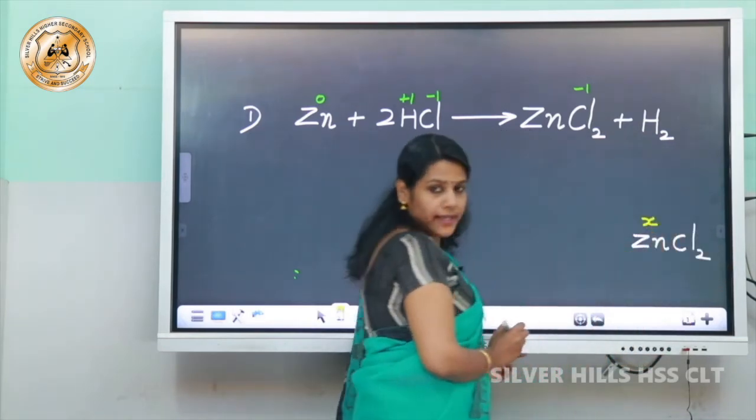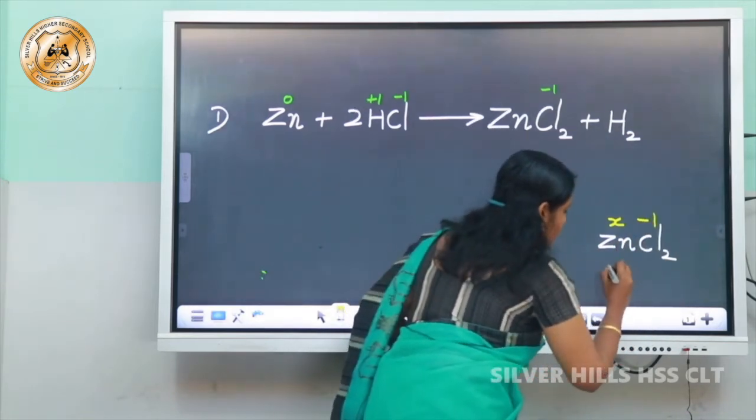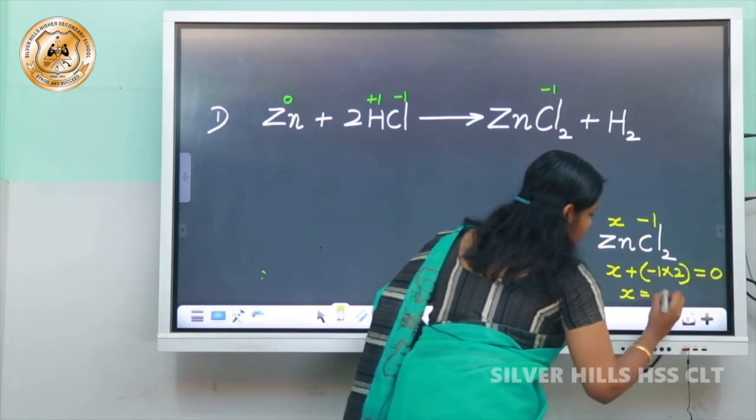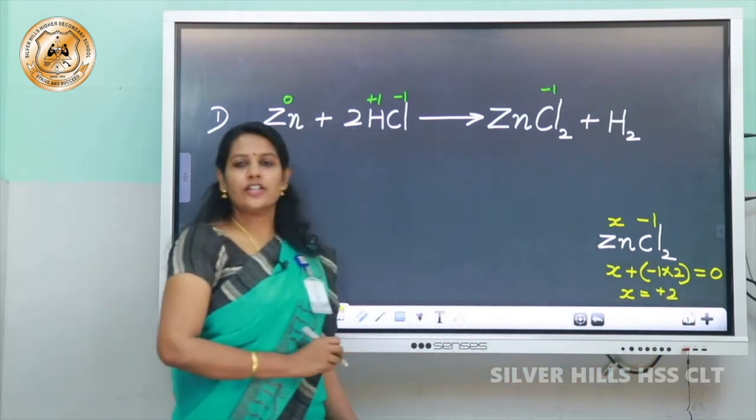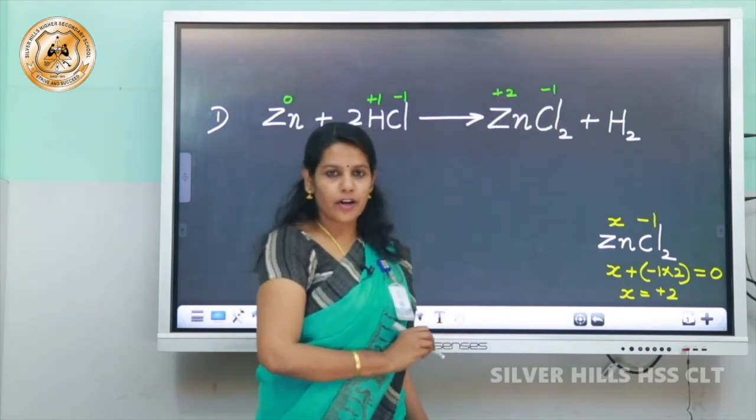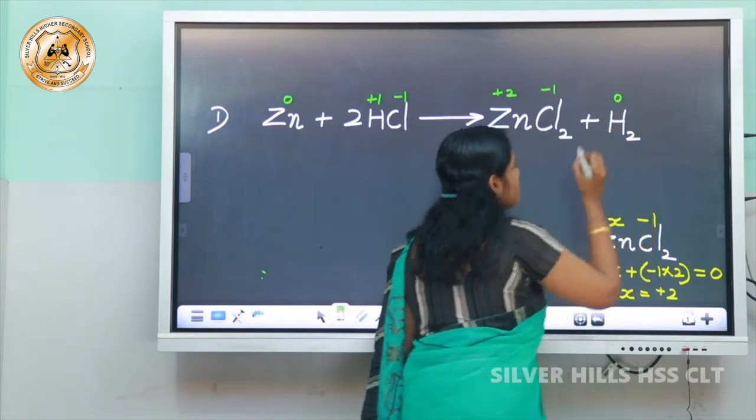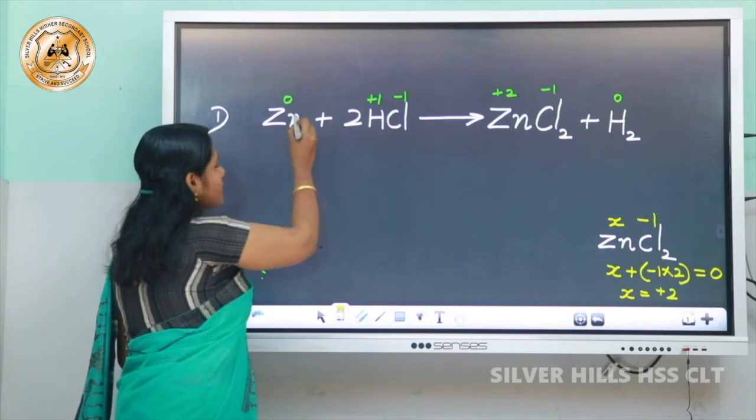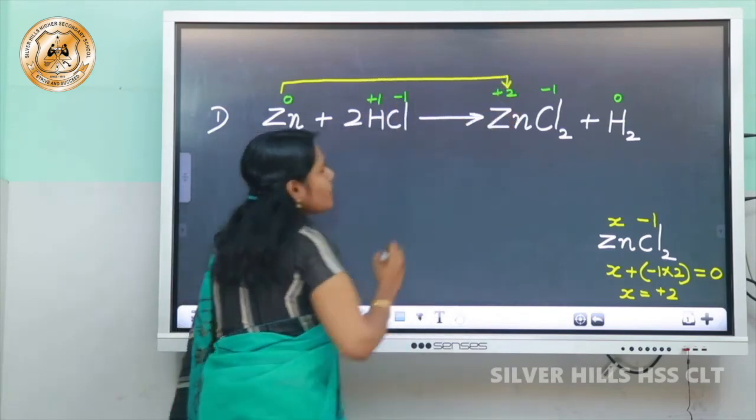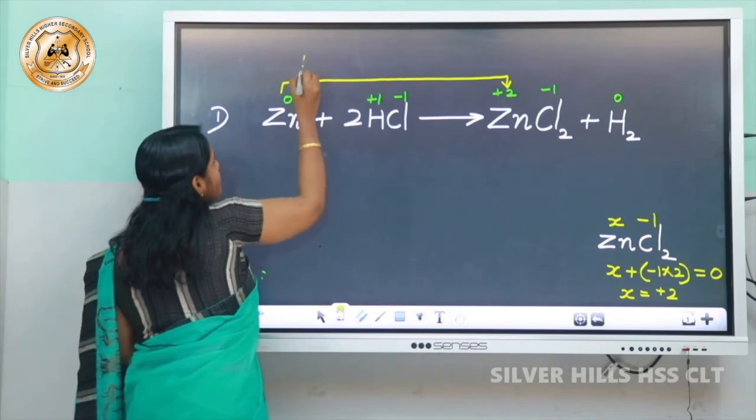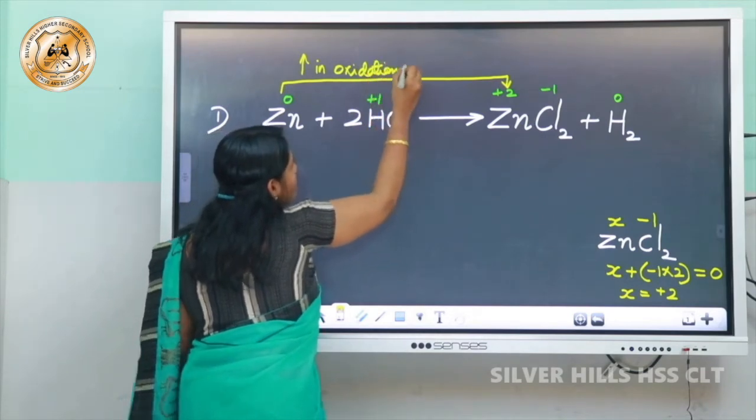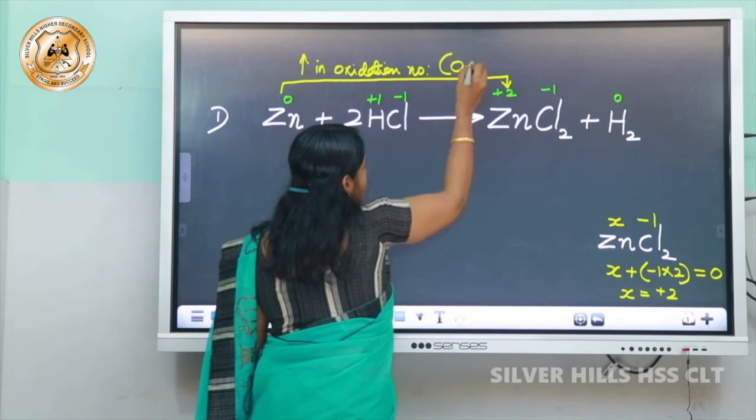We don't know the oxidation number of Zn, so let us calculate it separately. Let the oxidation number of Zn be x and Cl is minus 1. x plus (minus 1) into 2 is equal to 0. So, x is equal to plus 2. The oxidation number of Zn is plus 2. H2 is a homonuclear diatomic molecule, so the oxidation number is 0. Here, you can see that Zn 0 becomes Zn plus 2, so there is an increase in the oxidation number. That is oxidation.